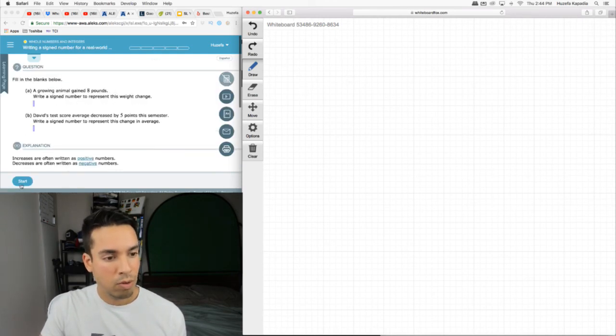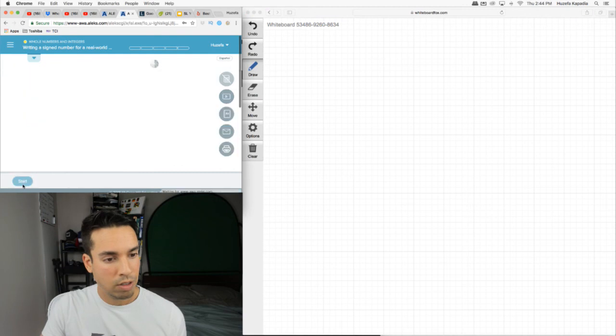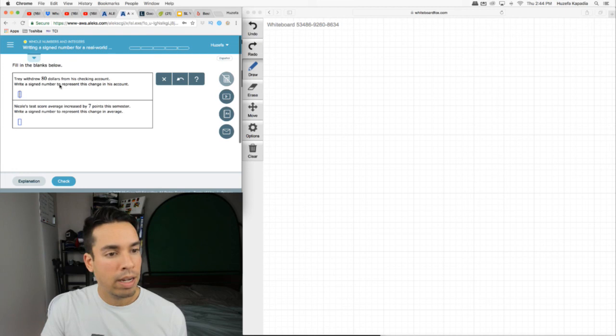Writing a signed number for a real world situation. He withdrew $80 from his checking account. So what does that mean? Is that a positive or negative change? It's kind of funny because it depends on whose perspective you're looking at. He's getting $80 in his hand, but the question says change in his account. So while he's getting money, the account's losing money. Anytime you're seeing a loss, it's a negative.